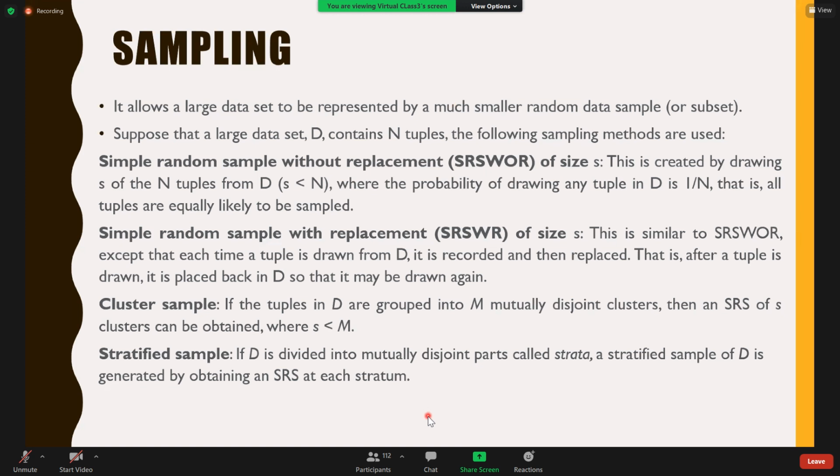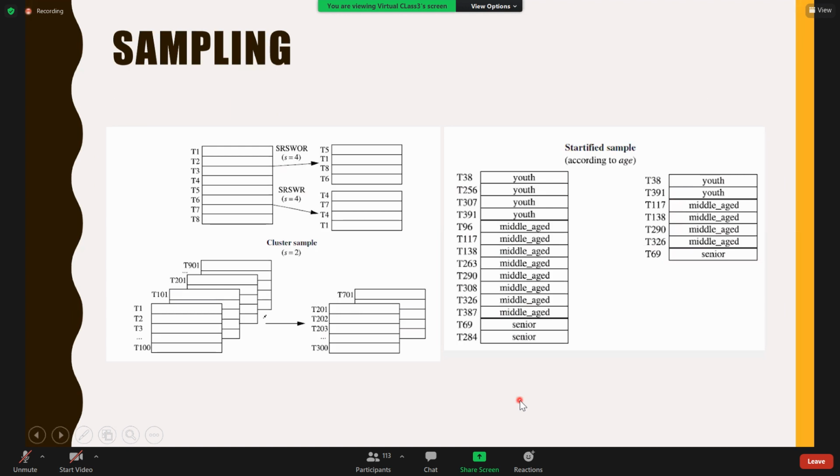I'll explain these four with examples so that you get an idea of the difference between each technique. You may be confused between cluster sample and stratified sample. If you see this example, you'll understand. So this one is simple random sample without replacement. If this is the input, wait for it.